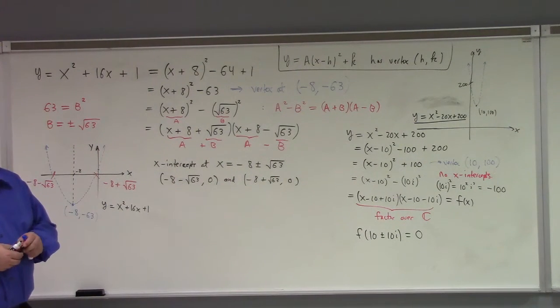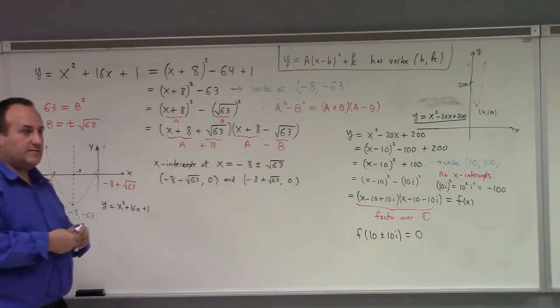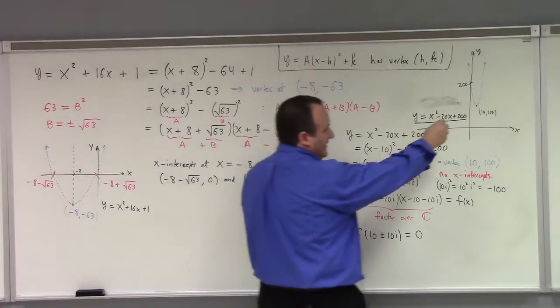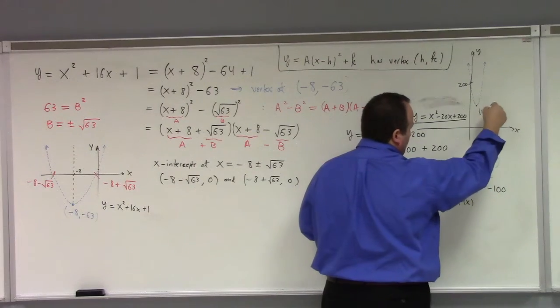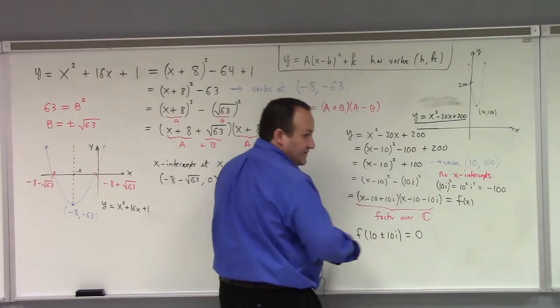What's the significance of alpha for the complex zero? It's exactly where the vertex is, right? Because the vertex is at x equals 10, like 10 is equal to the alpha in the complex root. That always happens.